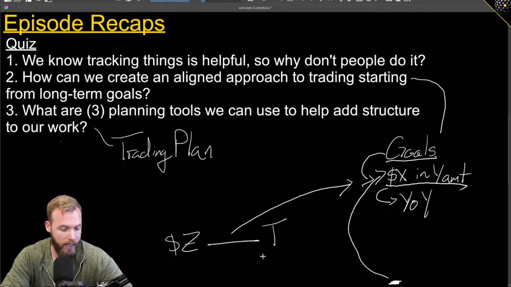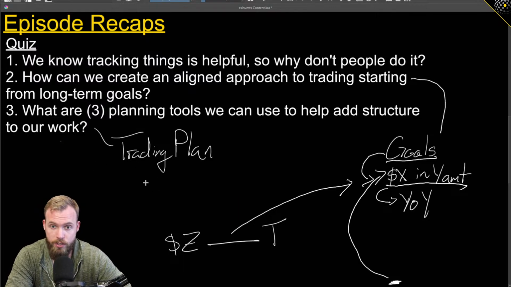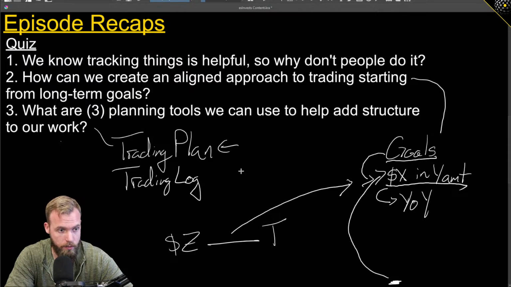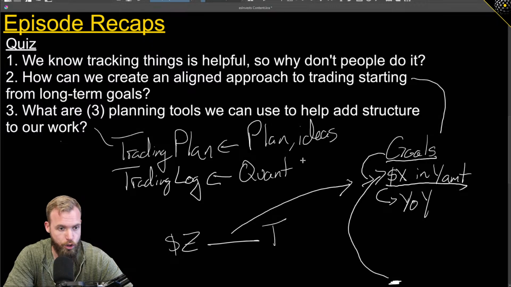How could you? Okay, so now the last question here, really quick to finish the recap. Three planning tools we can use to add structure. You already hit one, which is your trading plan. We talked about our trading log. The way to think about this is, this won't be surprising, this one is the plan. This is the ideas. The trade log is the quantitative tracking. This is where we observe how the plan and how the ideas actually work. That's the difference. Trading plan outlines what we're trying to do. Trading log is the tracking component to it.